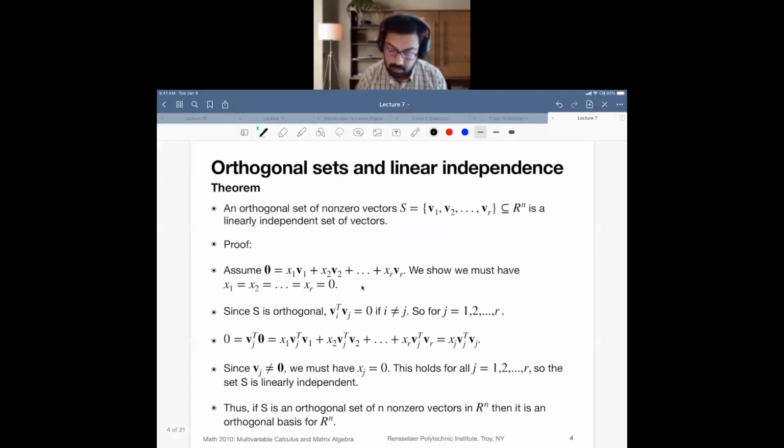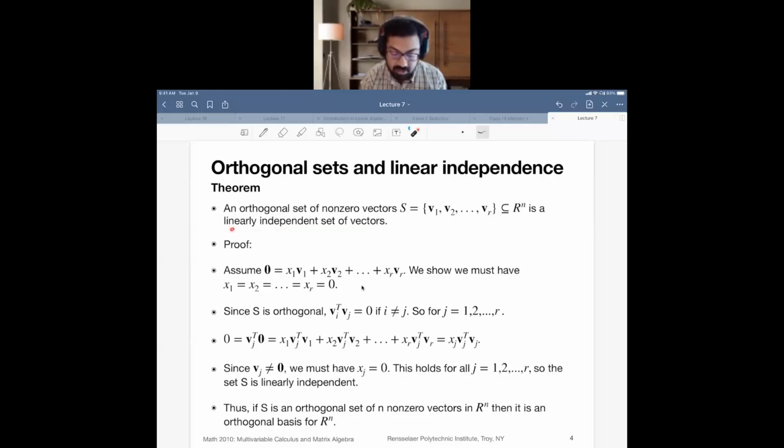Okay. Now, we are going to tie the two concepts here of orthogonality and linear independence. So what we are going to prove is if a set of vectors is an orthogonal set, then the vectors in that set are going to be linearly independent with each other. And we'll prove this as well. So suppose you have an orthogonal set of non-zero vectors, that set is S, and it has r vectors that belong to R^n. If it is an orthogonal set, then each of those vectors is going to be linearly independent with each other.